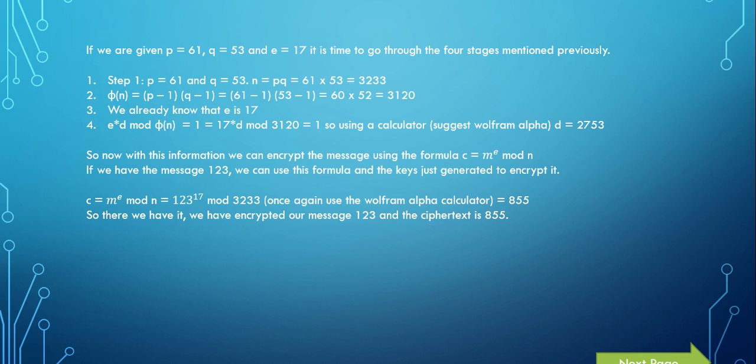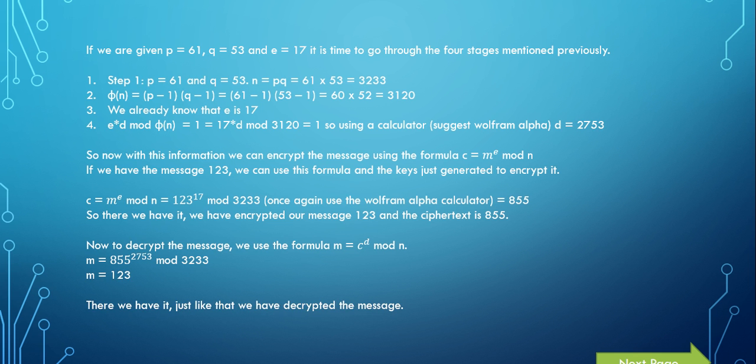Now, to decrypt it, once again, it's very basic. We are given a formula, and the formula to decrypt the message is M equals C to the power of D mod N. And we already know all of these things, so we just once again need to do the math. So we know that C is 855, our ciphertext. We know that D is 2753, so 855 to the power of 2753, mod N, so we know that N is 3233, so mod 3233. Once again, use a calculator, because you wouldn't be able to figure this out otherwise, and we get our original message back, 123. So it is literally as easy as that.